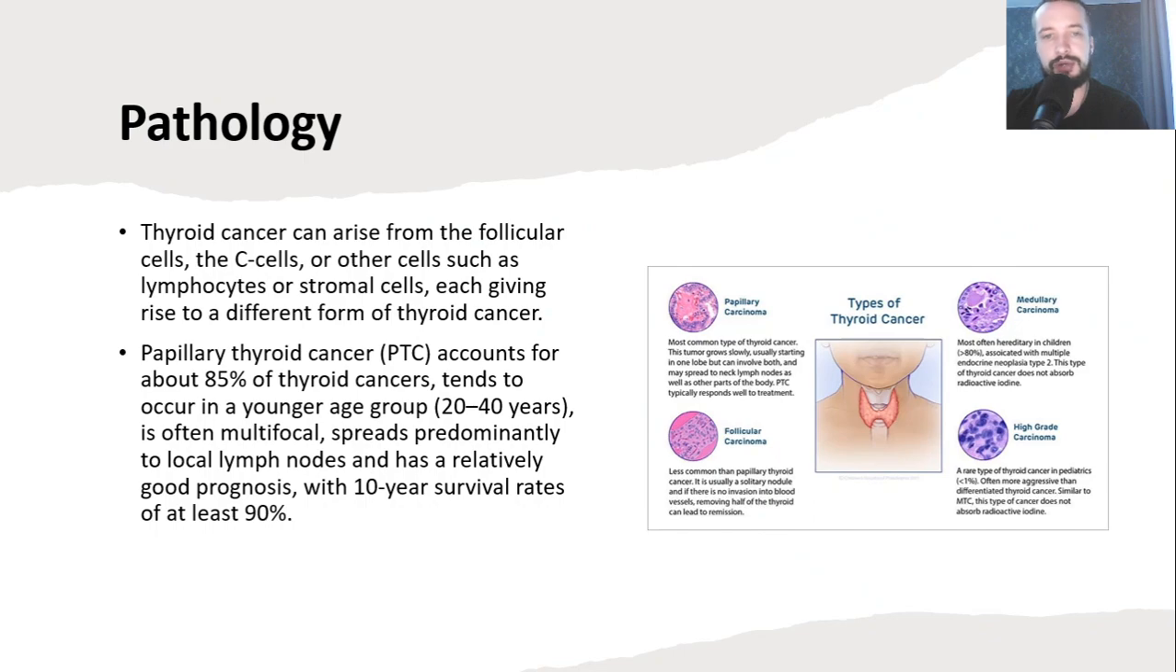Papillary thyroid cancer accounts for about 85% of thyroid cancers, tends to occur in a younger age group, is often multifocal, spreads predominantly to local lymph nodes, and has a relatively good prognosis, with 10-year survival rates of at least 90%.